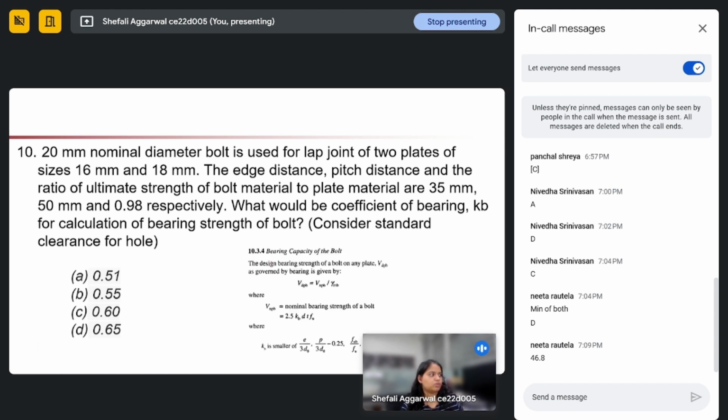So I'm giving you the formula. We have the design bearing strength, and this is the formula: 2.5 KB d t Fu, and KB is given as the smaller of E upon 3D naught, P upon 3D naught minus 0.25, FUB upon FU, or 1. So from these values, what do you think will be the value of our KB? You can calculate it.